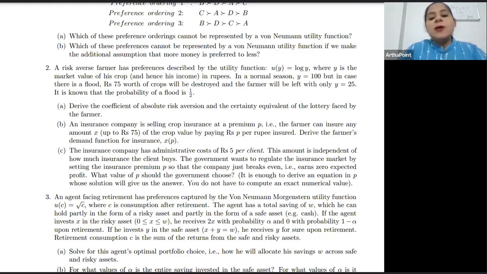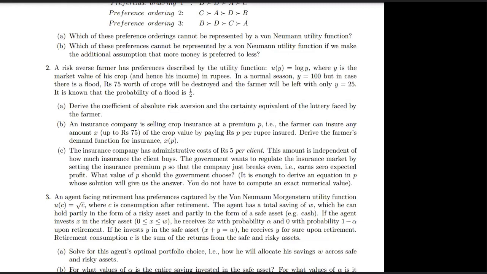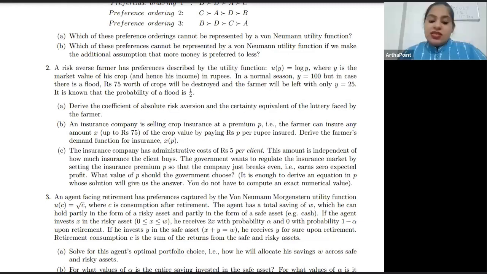So once you write this equation from part B, you will find the value of X. Then you will have to substitute that in part C, and then you can go ahead and find the exact value, or just derive the equation. That should be fine. So Part C is correct.